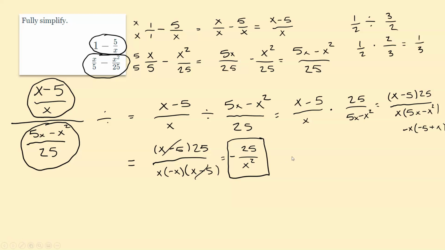All right. So to recap the steps here, first step is make the numerator and the denominator one fraction. And then rewrite that fraction as a division problem, rewrite it as a multiplication problem, and then multiply and simplify. Okay.